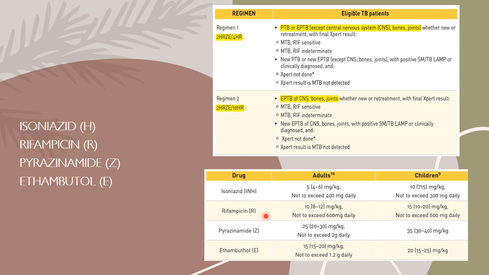Okay, your rifampicin, it's 10 milligram per kilogram. Okay, pyrazinamide, it's 25 milligram per kilogram. And lastly, your ethambutol, 15 milligrams per kilogram. Okay, so please memorize the add-on kasi lumalabas siya sa exam.